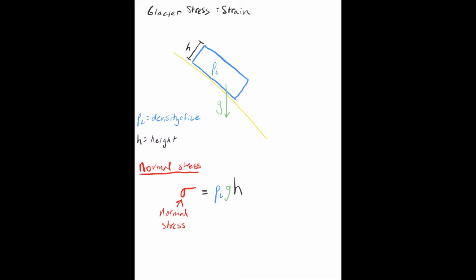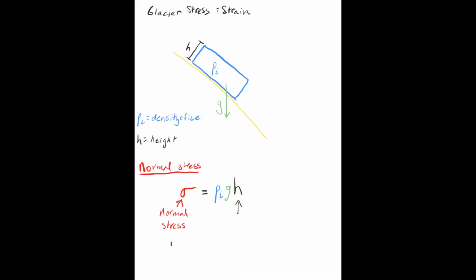That's pretty basic, just the first stab at this, but the interesting thing we can think about in this normal stress is the importance of this term h. Of course, your ice density is not going to change. Ice has a set density. Your gravity is not going to change. We're on Earth. But your height can change.